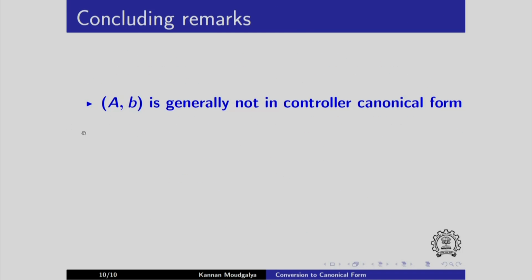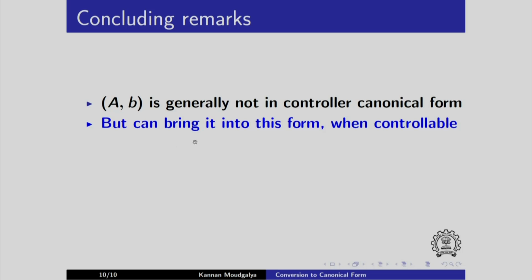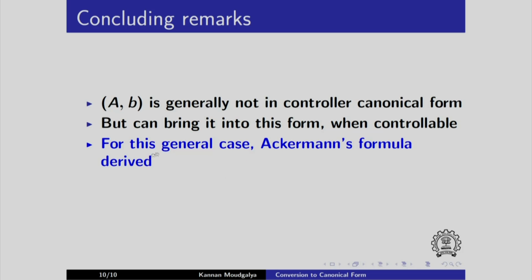To conclude, in general AB is generally not in controller canonical form, but we can bring it into the desired form when controllable, that is when script C is invertible. For this general case, we derived Ackermann's formula in this video. This is the last row of a slightly different matrix, which was pre-multiplied by En transpose as we discussed in the previous slide. This brings us to the end of this presentation.